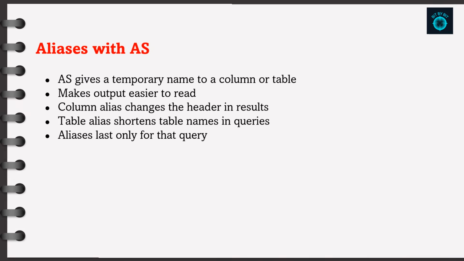Aliases with as. The as keyword in SQL is used to create an alias, which means a temporary name, for a column or a table. A column alias is useful when the original column name is long, unclear, or when you want to make the result easier to read. For example, if your column is called first_name, you can alias it to just first name in the output. A table alias is helpful when the table name is long or when you are working with multiple tables. It lets you refer to the table by a short nickname inside your query.